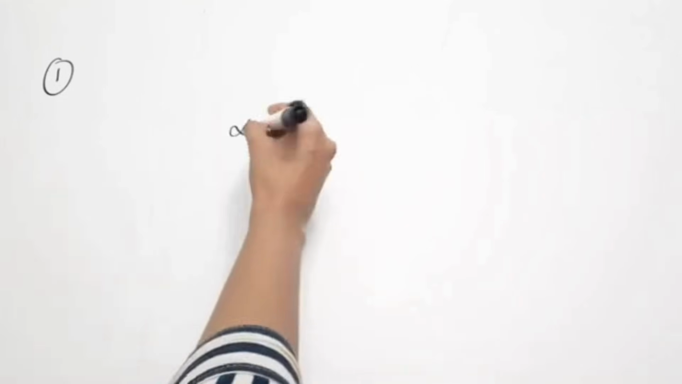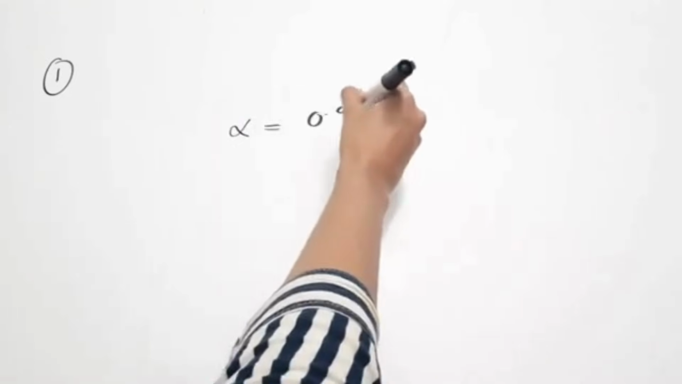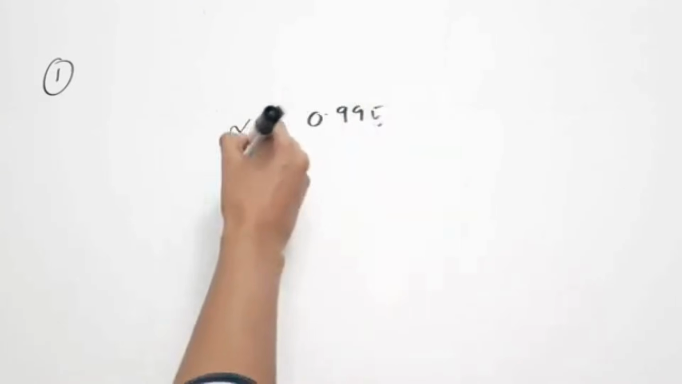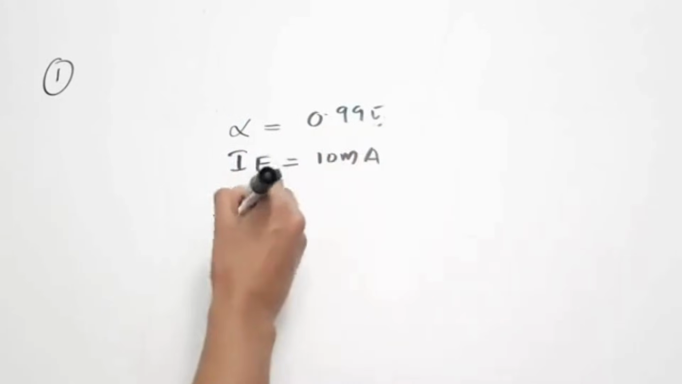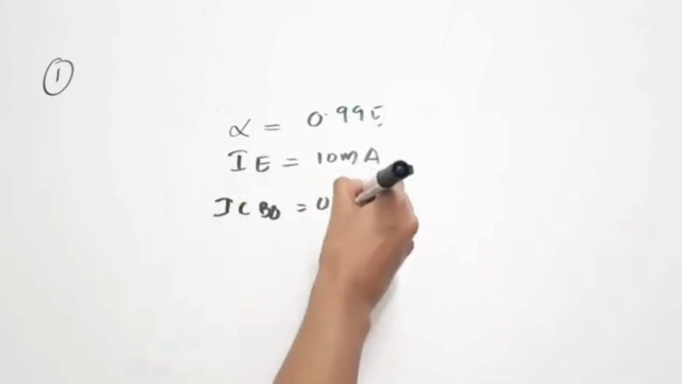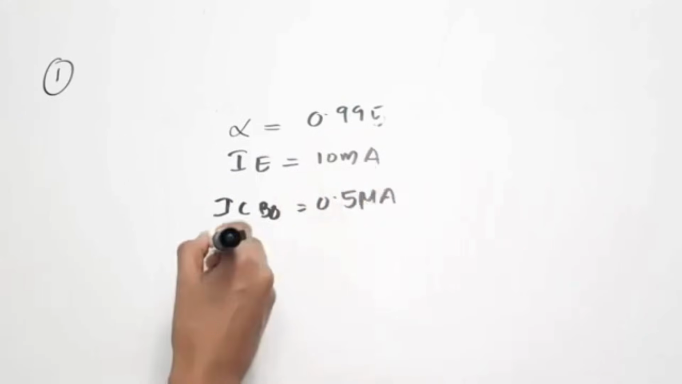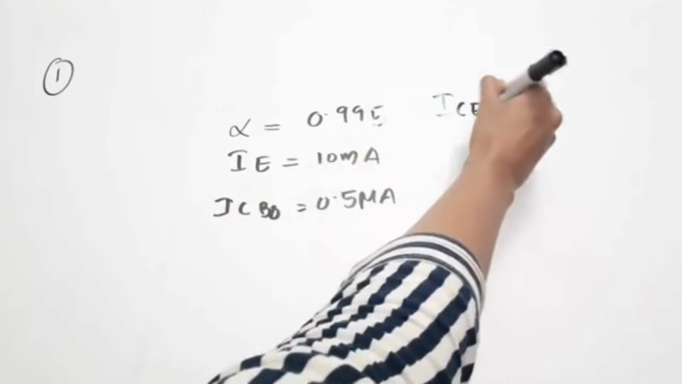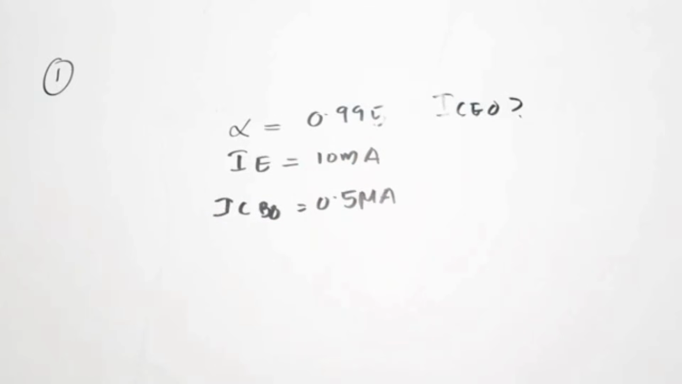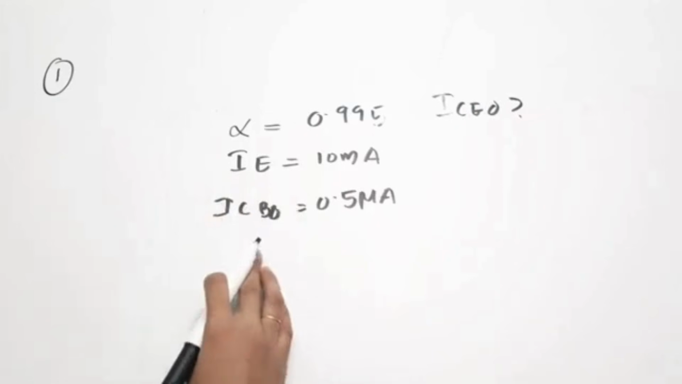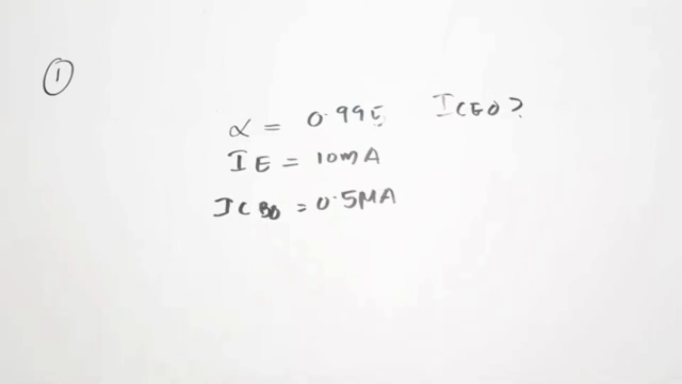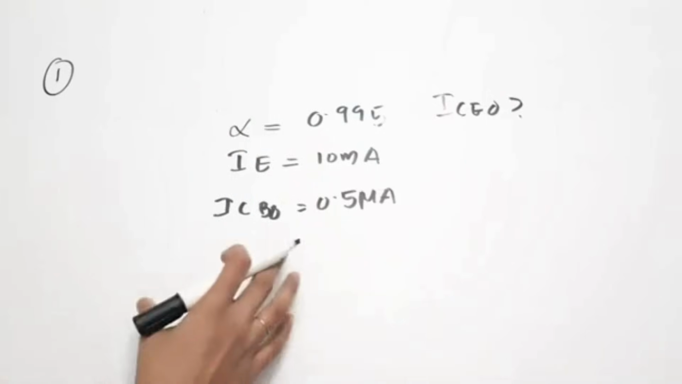We'll write all the given values on the board. Alpha is given as 0.995. IE, the emitter current, is given as 10 milliamperes. Then ICBO is given as 0.5 microampere. And we need to find ICEO. This is the question. So first we will find what IC is, because we have ICBO and we have alpha.